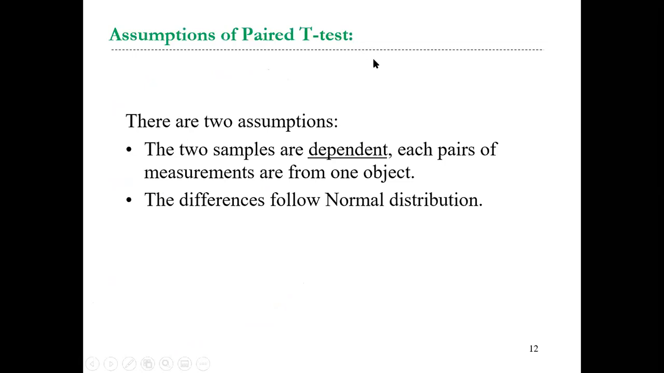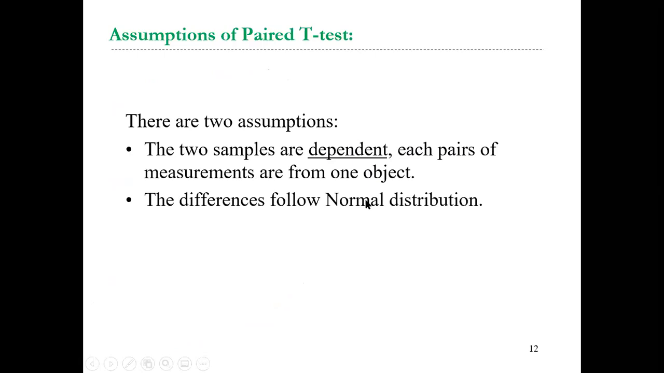What about the assumptions? They will be different for the paired t-test. They will be the same, but keep in mind, we work with the difference. We do not work with two independent groups. So the first assumption: the two samples are dependent. It means each pair of measurements is from one subject or one object. And the differences follow a normal distribution.